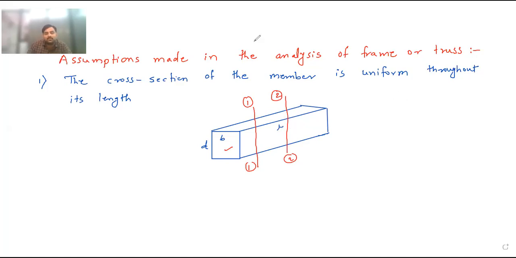This is our assumption. Sometimes the member may be like this. Suppose now the initial cross section is like this. This is the initial cross section. And now it increases. The size of the member increases on this side also, maybe, and on this side also it may be like this. So if I join.